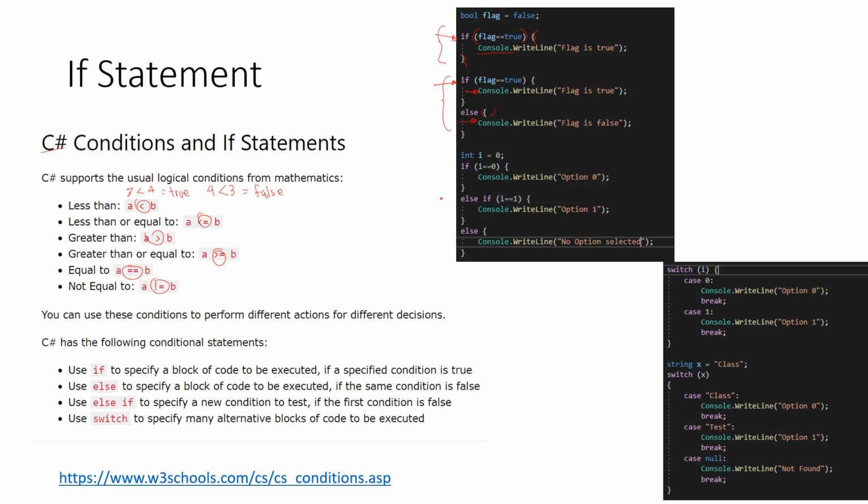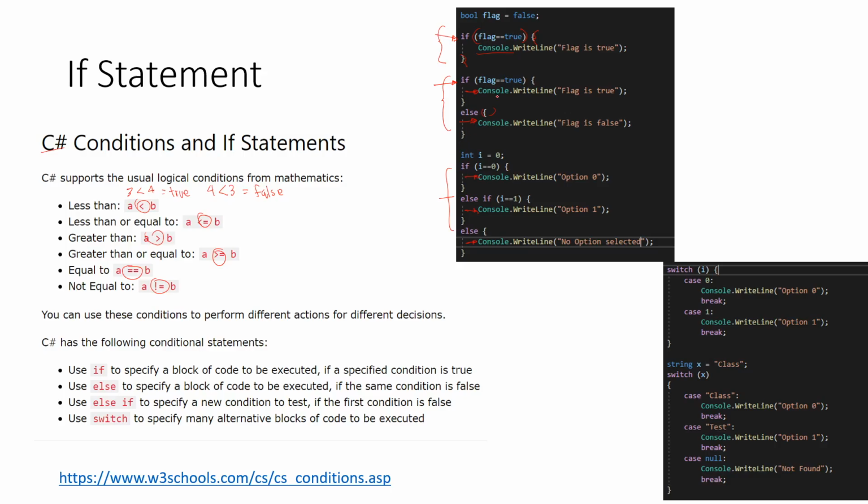Then we have else if. So for else if, we are evaluating more conditions. So if i is equal to 0, run this. If not, if i is equal to 1, run this. If not, run this. So that's how we write this.